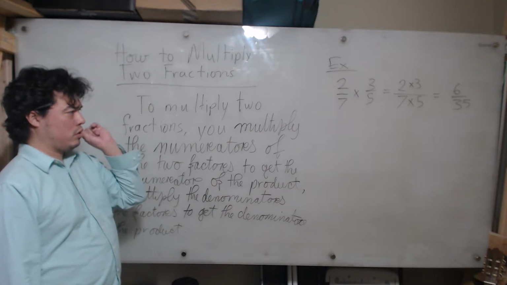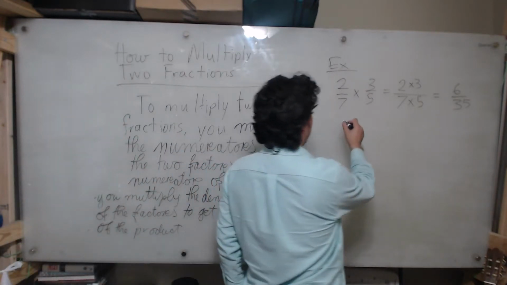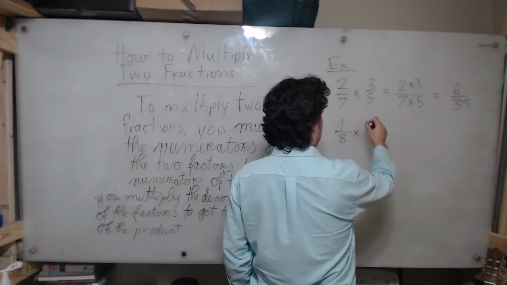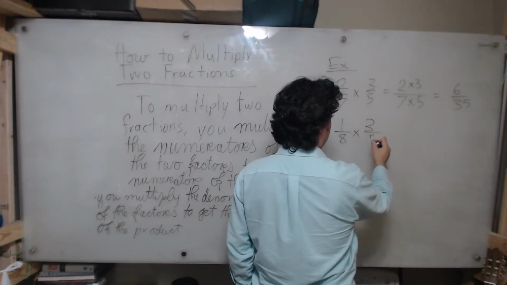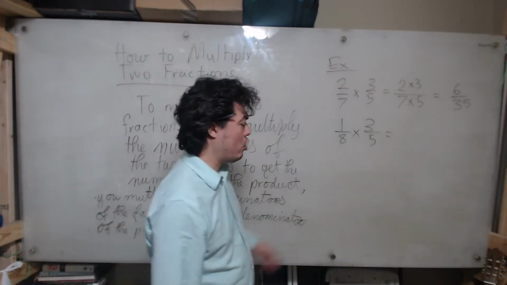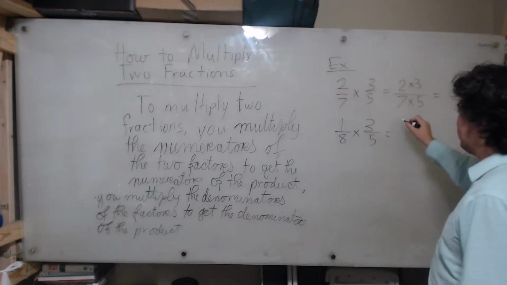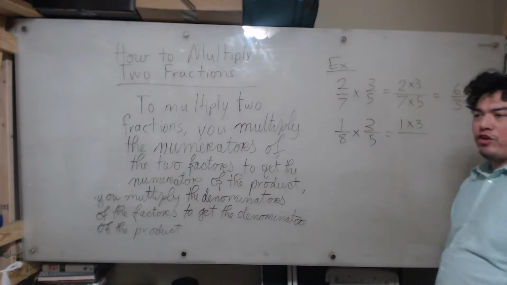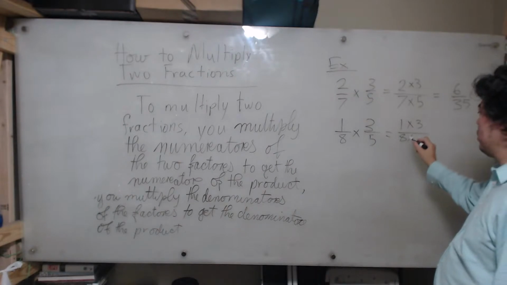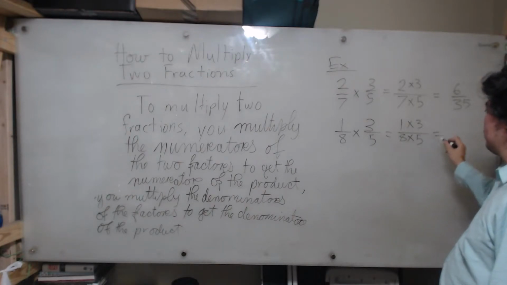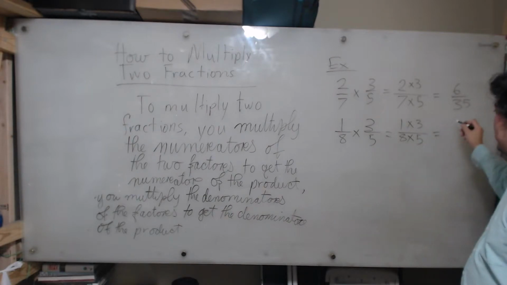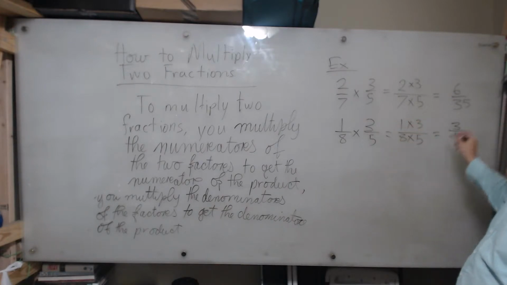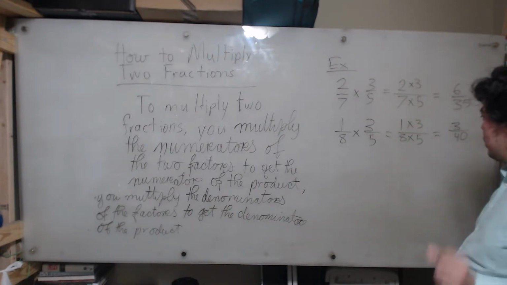Okay. Now let me do another example for you. What if I was going to do 1/8 of 3 over 5? Okay? I'm going to do the same thing. How do I get the numerator of my product? I multiply the numerators of my factors. So 1 times 3. How do I get the denominator of my product? I multiply the denominators of my factors. And I see that 1 times 3 is 3, 8 times 5 is 40. So 1/8 of 3 fifths is 3 over 40. Okay?